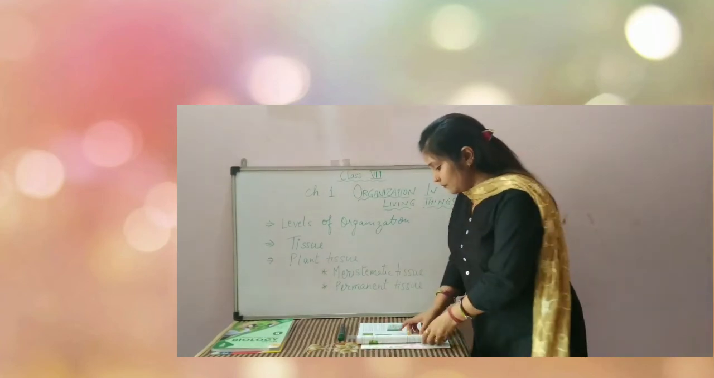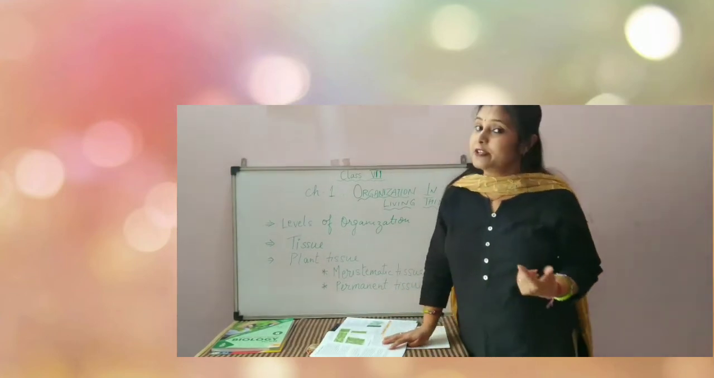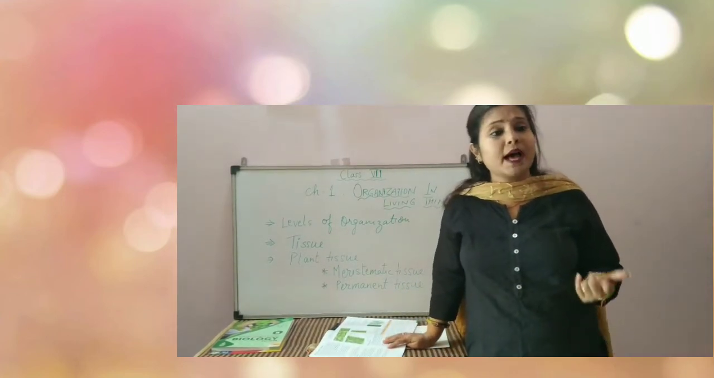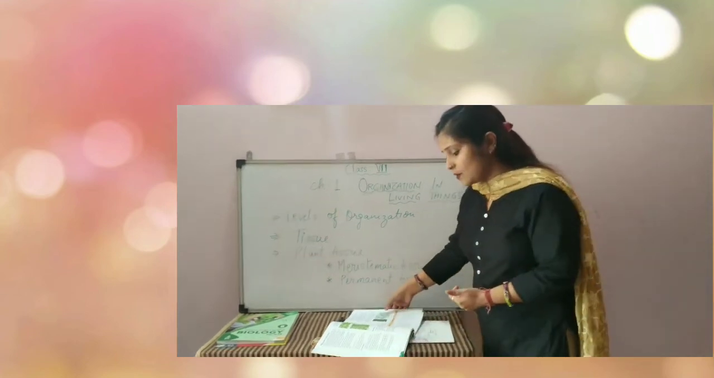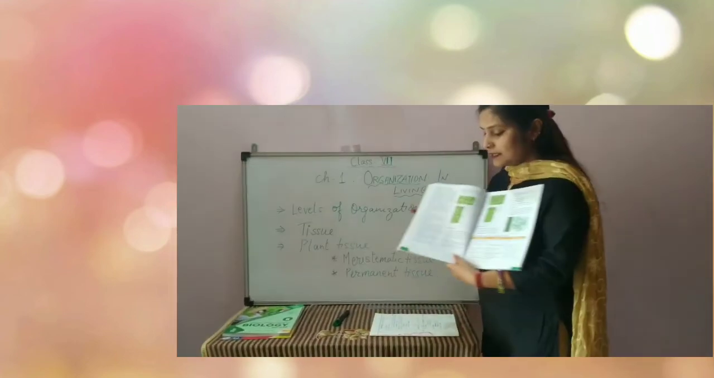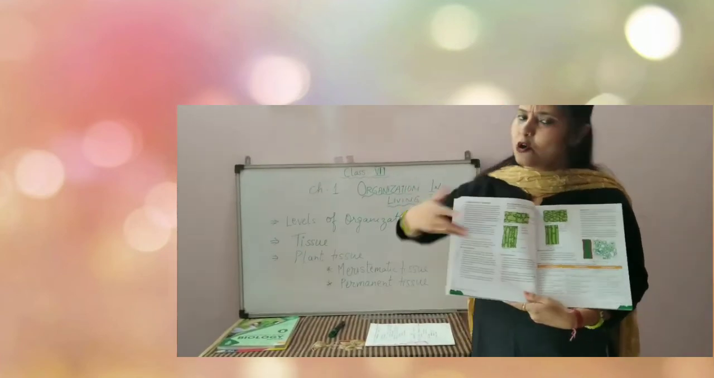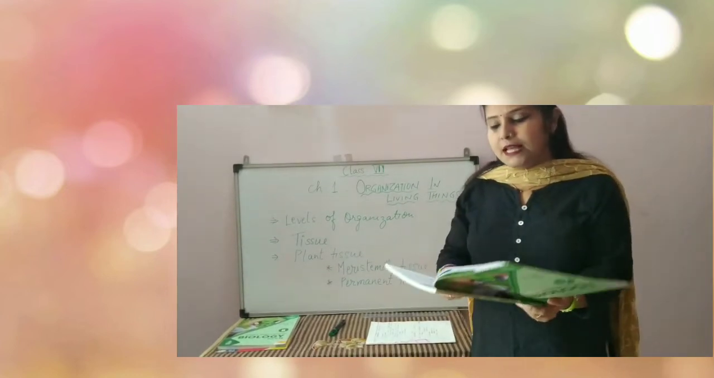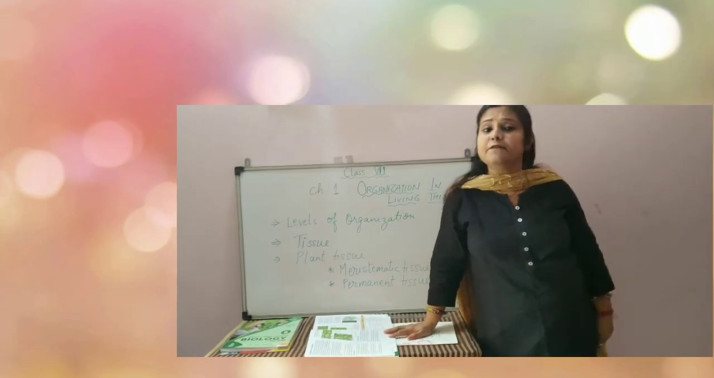So permanent tissue, as we have discussed, is divided into two: simple permanent tissue and complex permanent tissue. Simple permanent tissue has different types of tissue: parenchyma, collenchyma, sclerenchyma. These different types of tissues are present in the plant, and they all have different functions. Next one is about xylem and phloem.